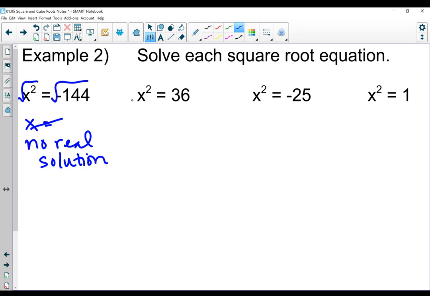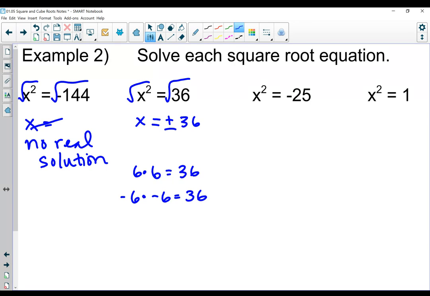On the second one, when I square root both sides, because I'm square rooting a positive and I started out with x squared, I could have squared 2 different numbers, a positive or a negative. So this is going to be plus or minus, and 6 times 6 is 36. So remember, 6 times 6 is 36. And negative 6 times negative 6 is also a positive 36.